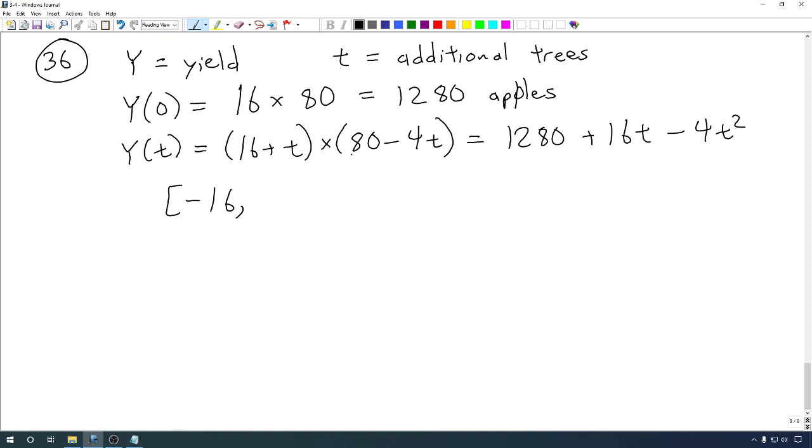What could go wrong? Well, we can't have a negative number of apples per tree, so we don't want this 80 minus 4t to ever go negative. When is this actually equal to 0? Well, 80 minus 4 times 20 does equal 0. So if we get to 20, we can't go to 21. That will give us a negative number of apples per tree, and our formula is just completely broken.